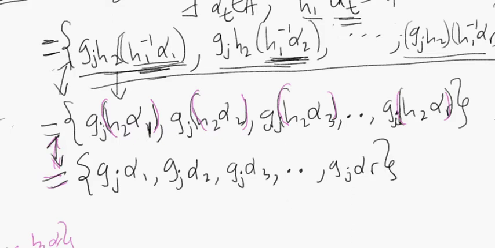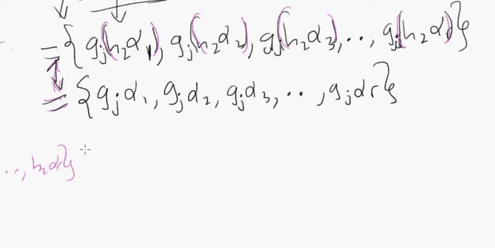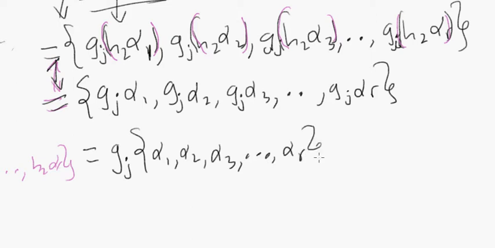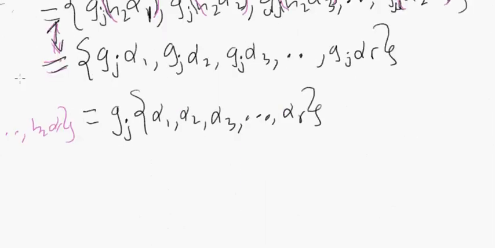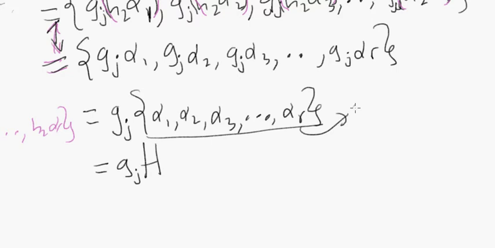Okay? Well, but this is the same as just pulling out gj from the left. We could do that. Now we have gj into alpha 1, alpha 2, alpha 3, all the way till alpha r. Right? But what is this alpha 1, alpha 2, alpha 3 up to alpha r? Well, we had set that equal to h before. Remember, h was alpha 1, alpha 2 up to alpha r. So we're really saying that this equality is now giving us the fact that this set is just gj times h, because this whole thing is h, right?